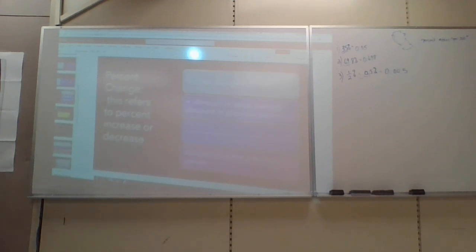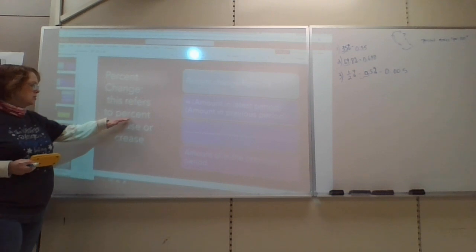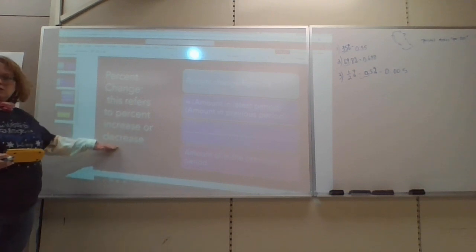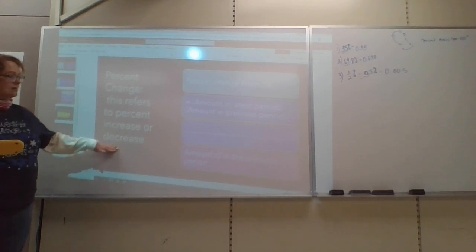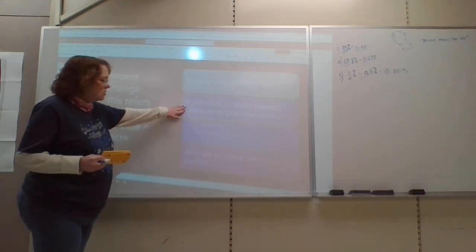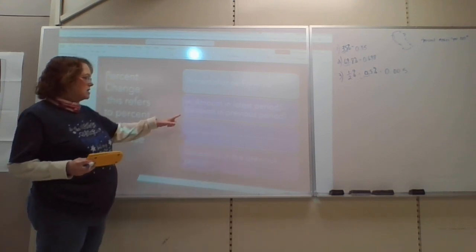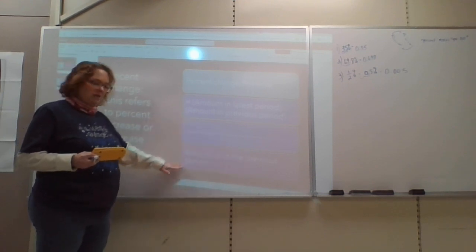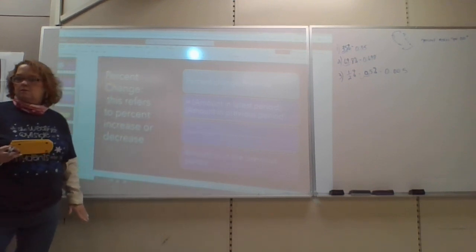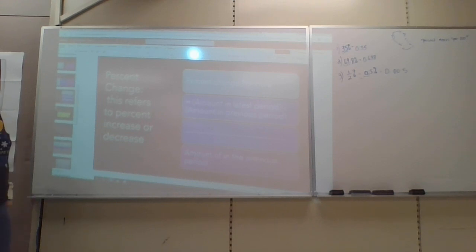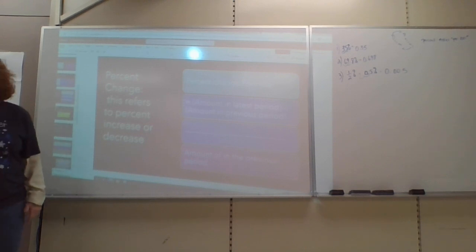Now we're also going to talk about percent change. This is the percent change formula. It refers to a percent increase or a percent decrease. You may get to those problems and get stuck. So this is your numerator: the amount of the latest period minus the previous one, over your previous amount. You'll come up with a fraction, then you change it to a decimal, then to a percent.